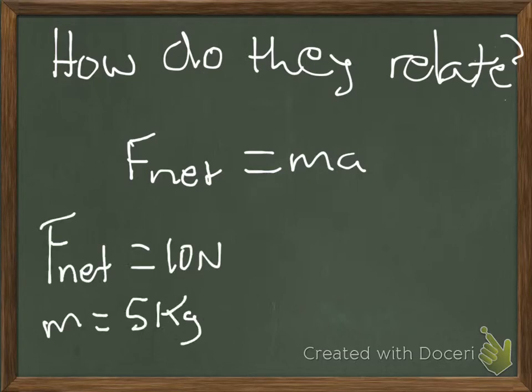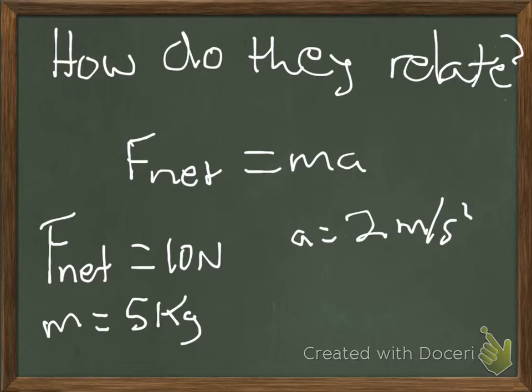Let's say the net force acting on an object was 10 newtons, and that object had a mass of 5 kilograms. Let's say it was something that started at rest, and then this force acted on it, so it starts to accelerate. So my question is, how much does it accelerate? Well, it's really easy. It's just 10 divided by 5, so we get 2 meters per second squared.